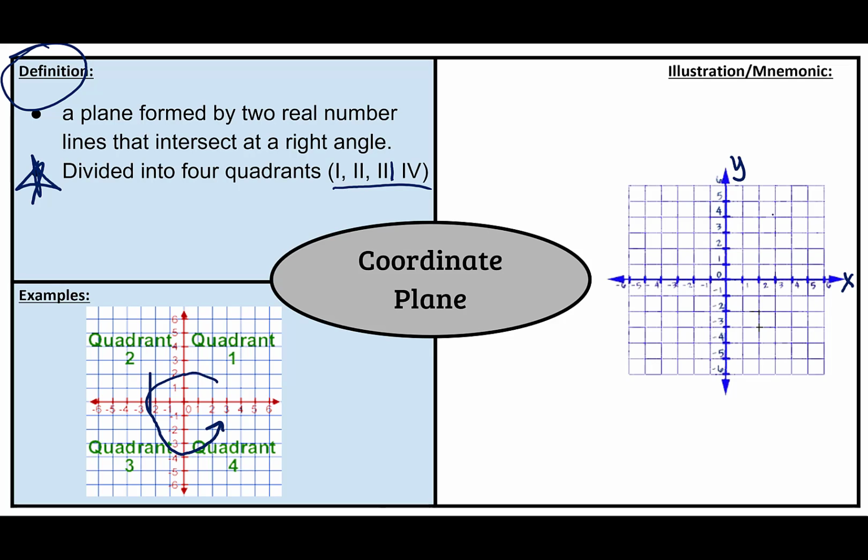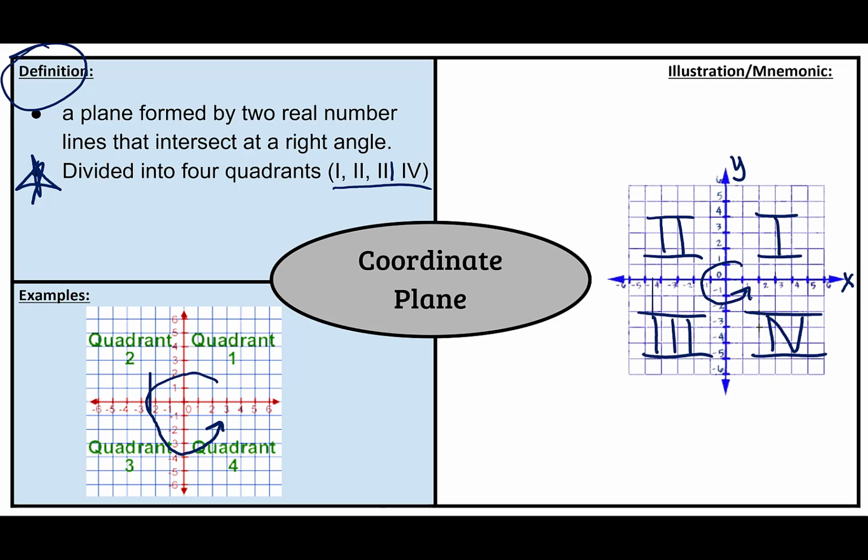So we have quadrant 1 with Roman numeral 1, quadrant 2 with Roman numeral 2. Now we get to move down and label quadrant 3. And last but not least, our favorite, IV, or 4. So quadrant number 4. Again, labeling those, we start with the top right-hand corner and move in a counterclockwise fashion in order to label them.